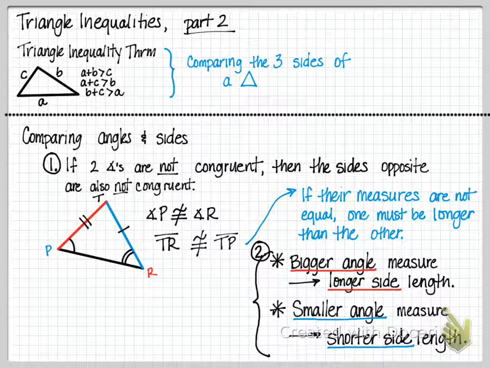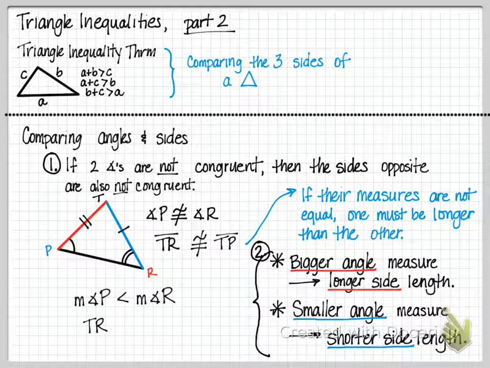If we put those together and look at that triangle, let's make up this situation: the measure of angle P is less than the measure of angle R. So you could say that P is smaller than R, or you could say that R is bigger than P. And what this means is the side opposite P, the side TR, is going to be smaller than the side opposite angle R, which is TP. And so that's the second of the two new laws in this video. We're going to have a third video that will show how we're going to use these two laws as well as the triangle inequality theorem.